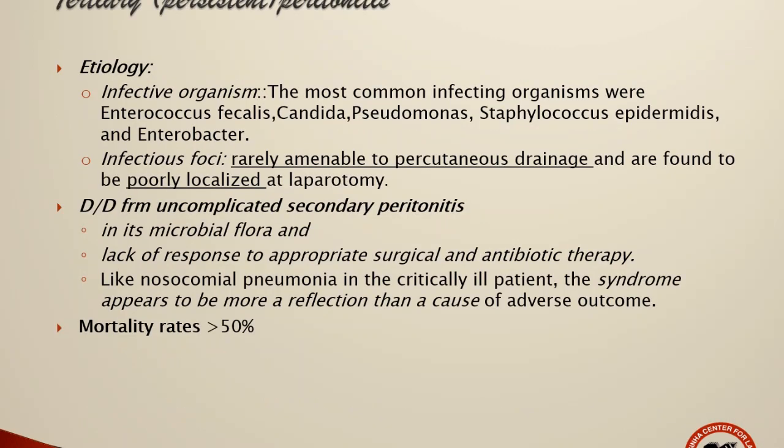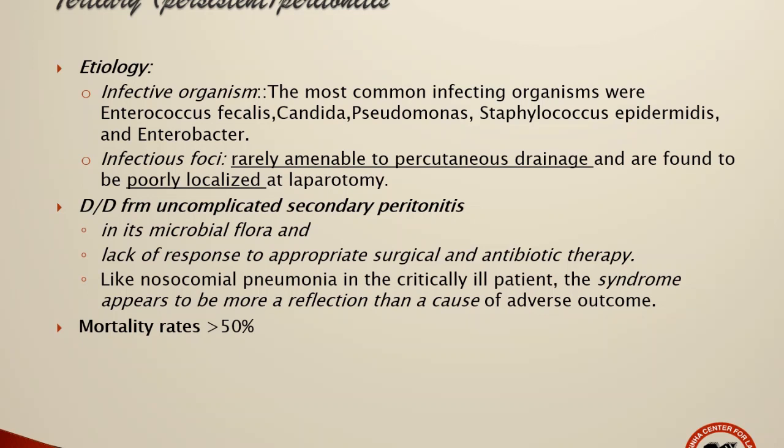Now, the etiology of tertiary peritonitis, I said earlier, the infective organisms most commonly are the enterococci group, candida, that is fungal, pseudomonas, staphylococcus, and enterobacter. But what are the foci? From where is it coming? Rarely is it the foci of the initial secondary or primary peritonitis, or else it is a low-grade persistent peritonitis by itself. The infective foci is really amenable to percutaneous drainage, and it is poorly localized at laparotomy, and that is the problem with tertiary peritonitis.